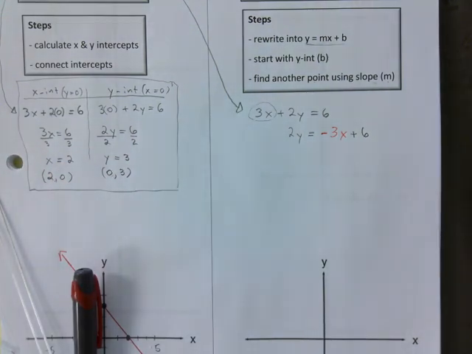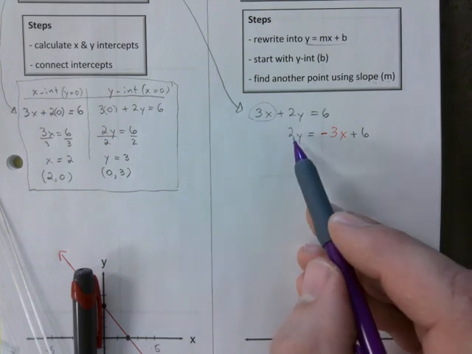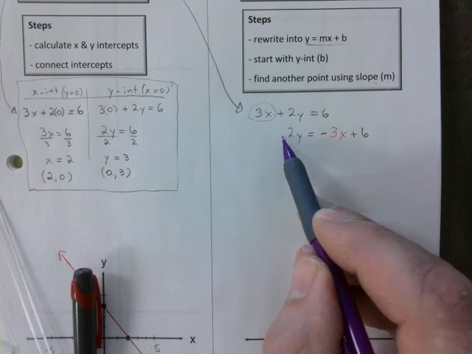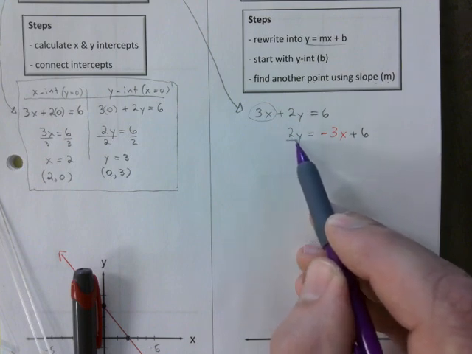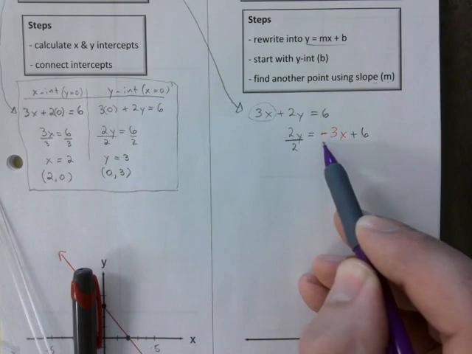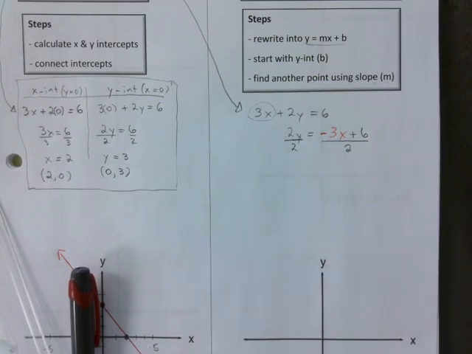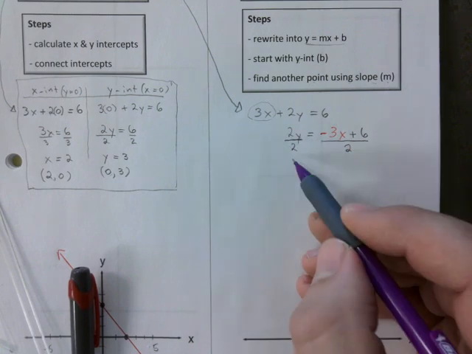And what happens now? Anybody remember? You get rid of the 2y. This could have been negative 2y, 500y, it doesn't matter. Whatever is in front of the y, you divide both sides by it. Whatever you do to one side, you got to do to the other.